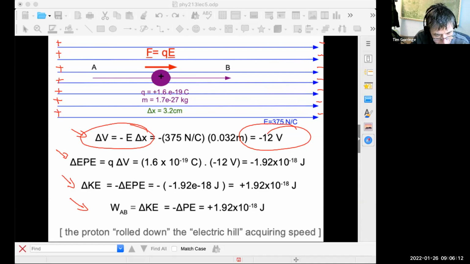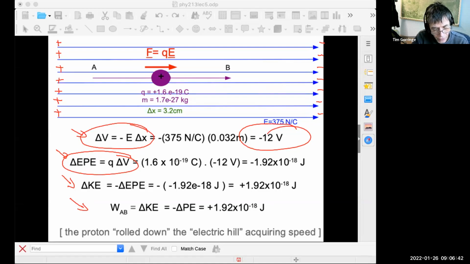Okay, now the change in potential energy. I'm using this equation here. Where did that come from? That came from how we defined electrical potential difference. We defined it as the change in potential energy divided by the charge. And so I've just rearranged that defining equation for electrical potential difference into an equation for the electrical potential energy change.